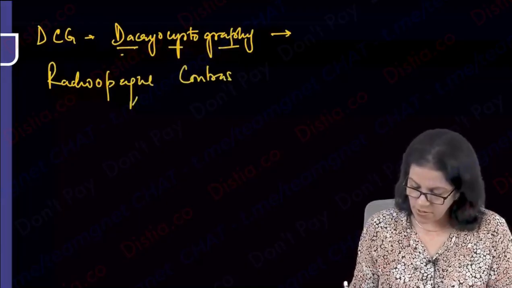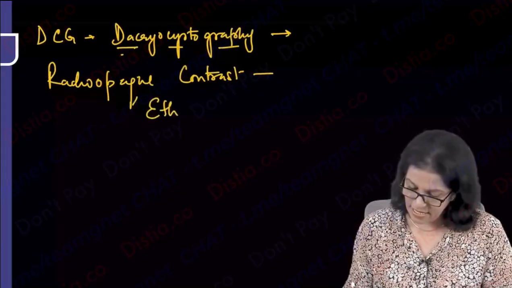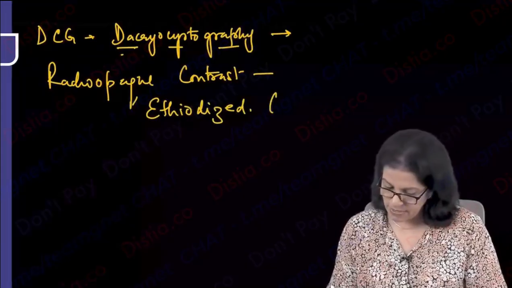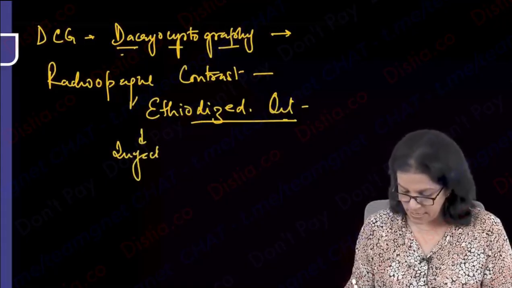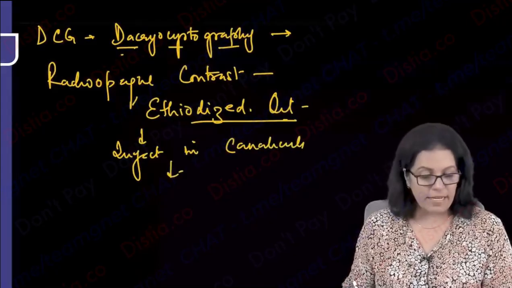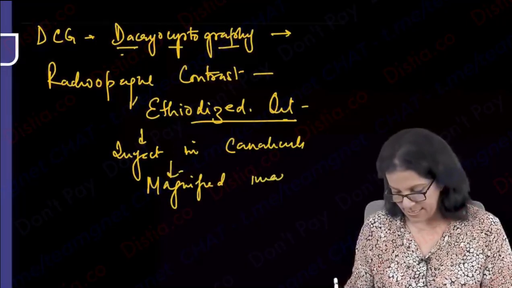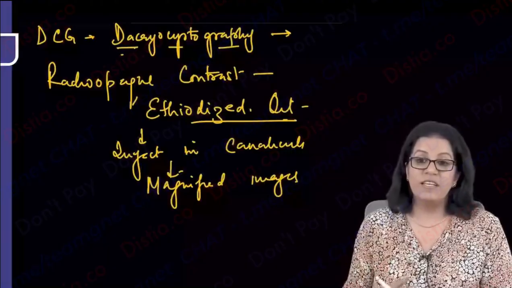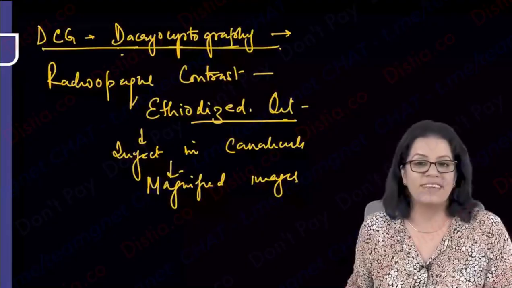The radio-opaque contrast is ethiodized oil. So you will learn ethiodized oil and you have to inject it in the canaliculi. We inject in the canaliculi, and after doing that we take magnified images. This is DCG. So what is the benefit? Any stone or any tumor in the sac can easily be seen through dacryocystography.